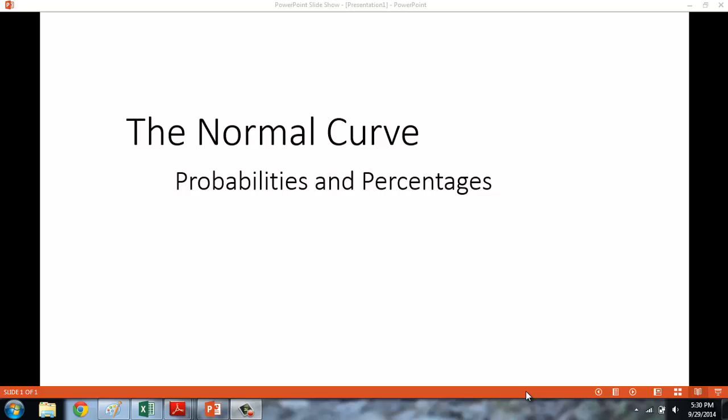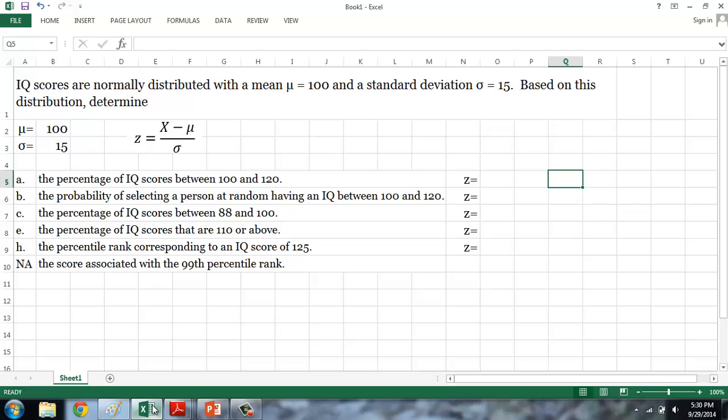In this video, I'm going to cover the normal curve and calculating probabilities and percentages under the normal curve. In order to do this, I'm going to work through problem number 25 from chapter 5 of the textbook. This question states, IQ scores, or intelligence quotient scores, are normally distributed with a mean mu of 100 and a standard deviation, or sigma, of 15. Based on this distribution, determine various percentages and probabilities associated with various scores and ranges of scores.